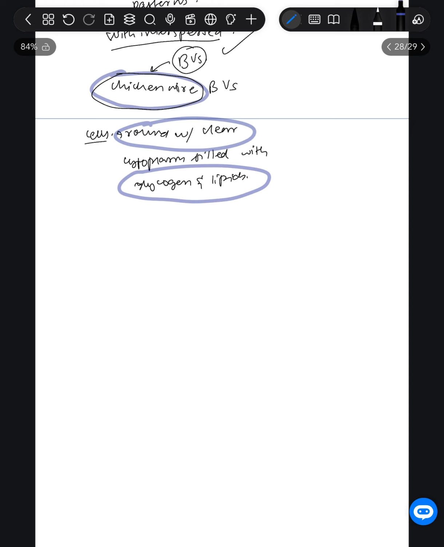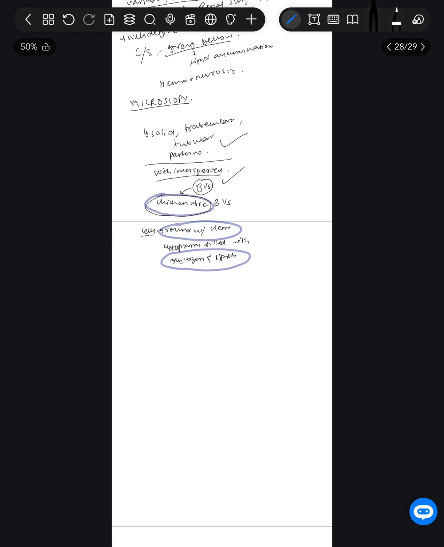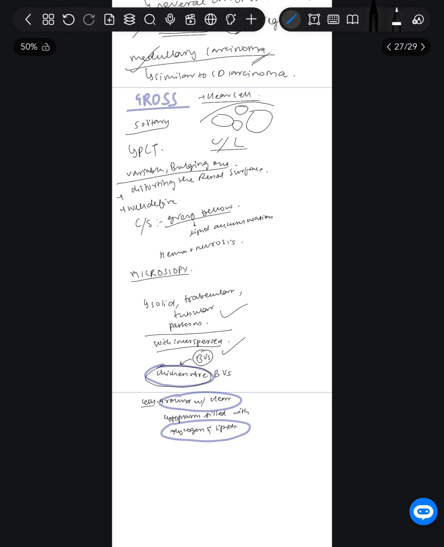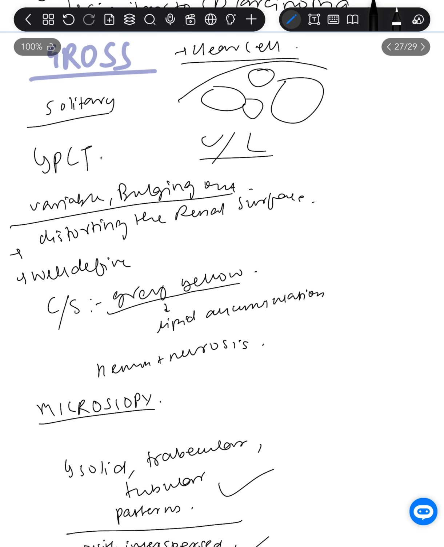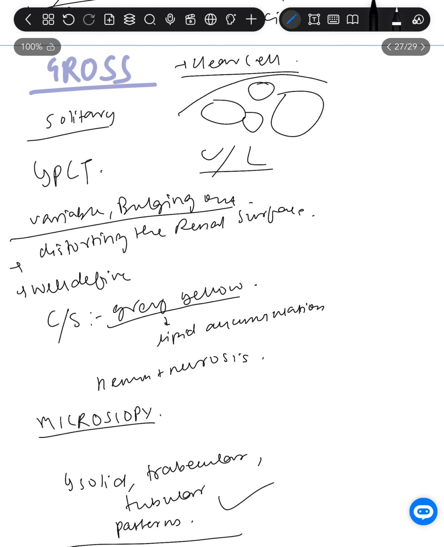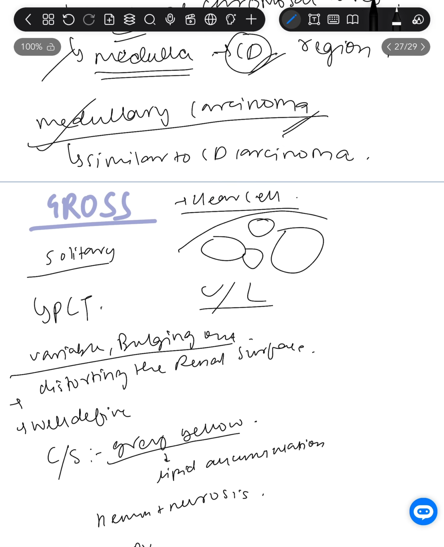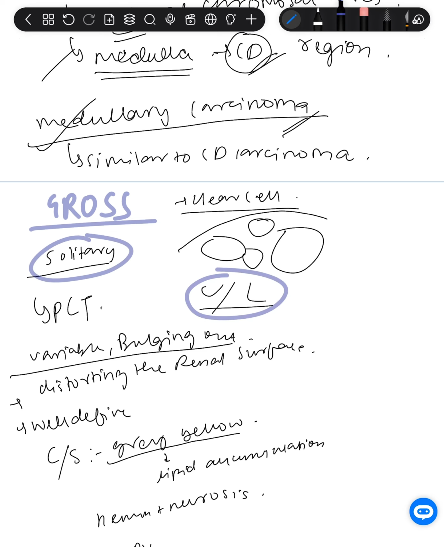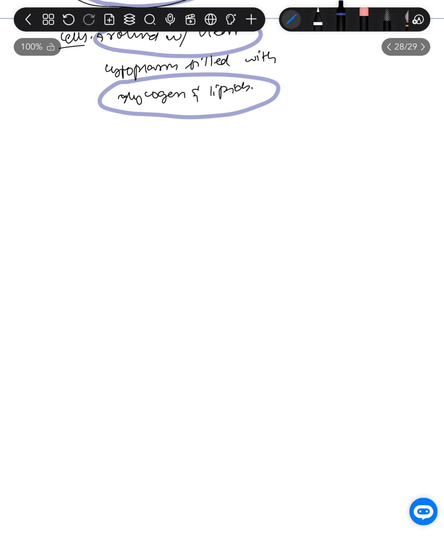This is it. Moving on to the gross of papillary carcinoma. For papillary carcinoma gross, it is the exact opposite of clear cell. I said clear cell is solitary and unilateral, right? Here it is multifocal and bilateral. Papillary carcinoma, this is multifocal and bilateral.